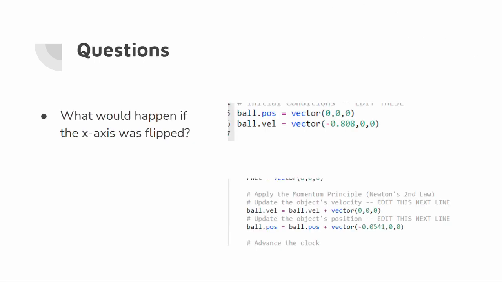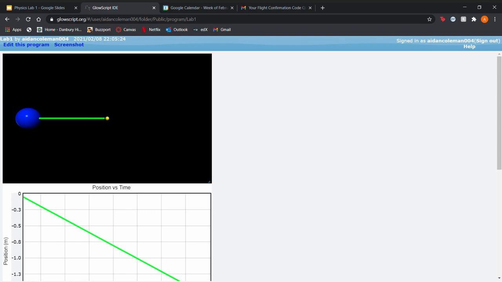Now we'll see what would happen if we were to flip the x-axis during this process of motion. To do this, we'll change the velocity vector to negative 0.808 meters per second, so it's moving in the negative x direction over time. Consequently, we'll also have to change the vector of average velocity times delta t below to negative 0.0541 instead of the positive that it was before, to represent the ball moving in the negative x direction.